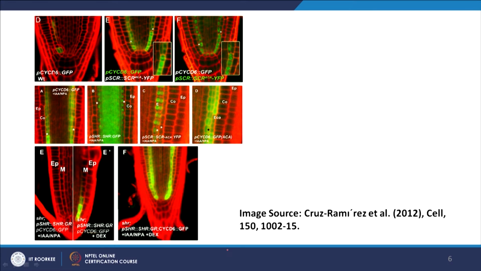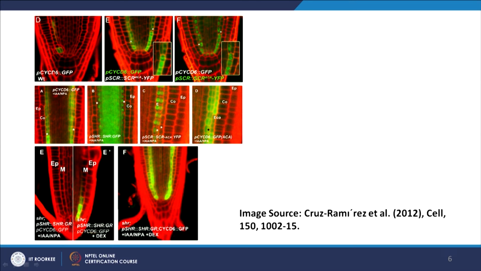Another important thing, if you look here, this is a plant treated with auxin, or you can increase the auxin level. Auxin is a plant hormone. I have already told in a previous class that auxin is very, very important. It regulates a lot of processes, and particularly in roots, auxin has a very important role to play. If you induce these plants with auxin, you can see there are extra layers, and these extra layers have induced expression of cyclin D.